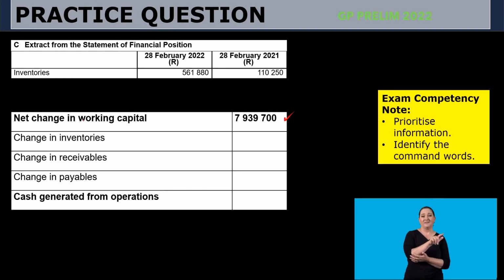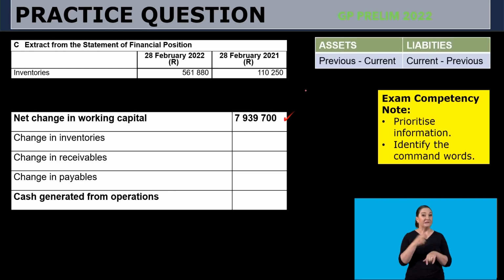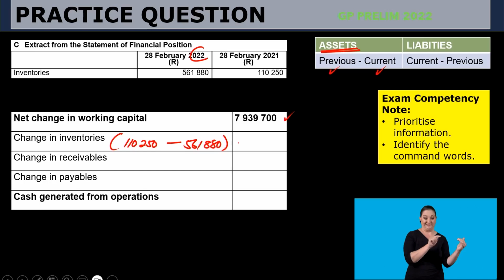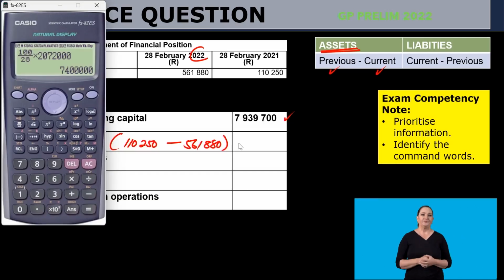Now I'm coming to the changes in inventory. There is a quicker way of understanding the changes in inventory. You simply have to understand that inventory is an asset. And when I come to my assets, I'll say previous minus current. So I'll come to my inventories and say, in the previous year, how much were my inventories? 110,250. Then I subtract my current, which is 2022, which is 561,880.